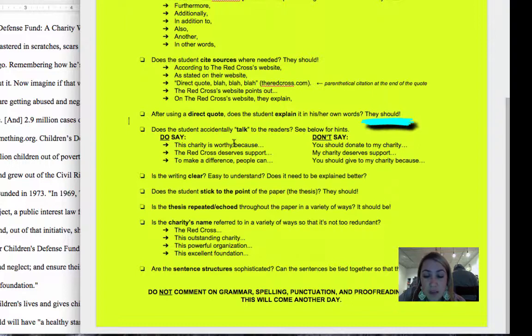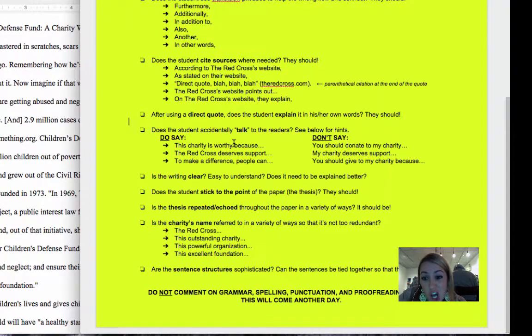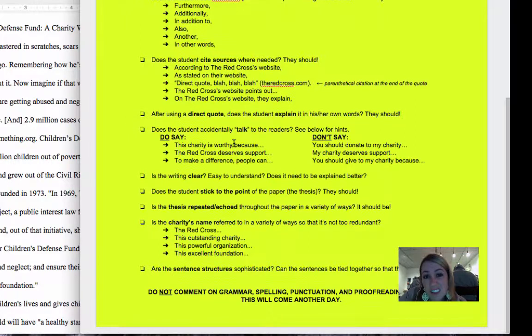They should. Be careful of talking to your readers. Okay? In the first paragraph where you're doing your narrative hook, like imagine this happening, that's okay to talk to your readers. The rest of it, you really shouldn't. We need it to be a little more sophisticated. So you can say this charity is worthy because, instead of saying you should donate to my charity.